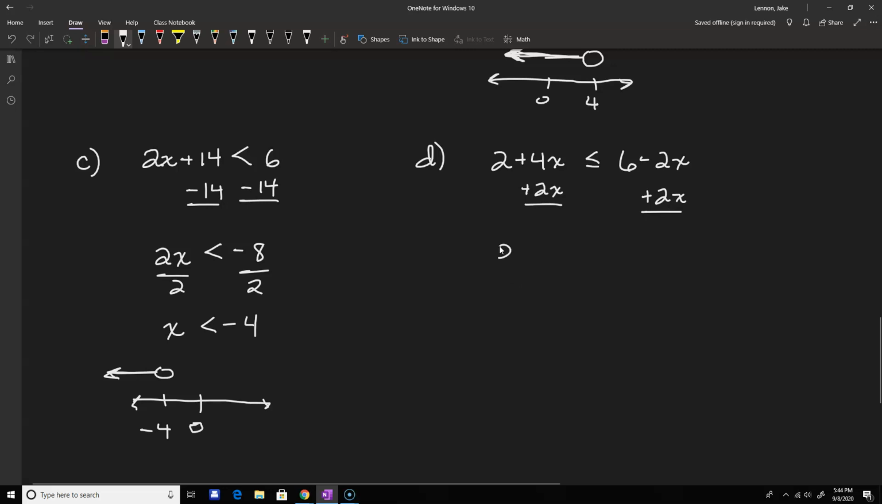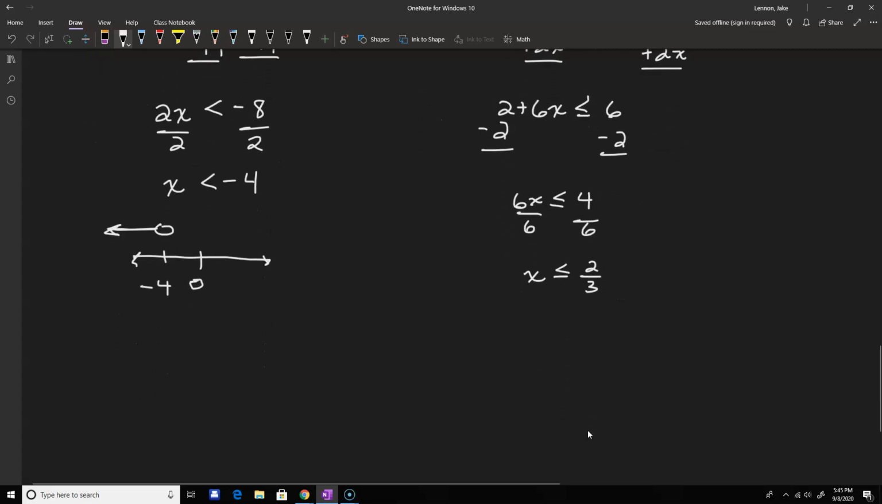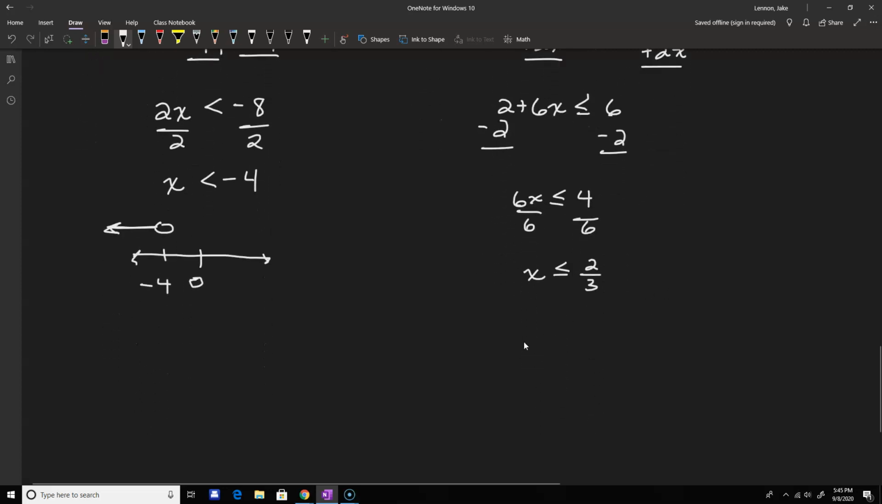So I have 2 plus 6x less than or equal to 6. And then I just need to subtract 2 to move my standard numbers to the right. So I have 6x less than or equal to 4. And then I can divide by 6. And so I have x is less than or equal to 4 over 6, which is the same thing as 2/3. So again, that is our answer here.